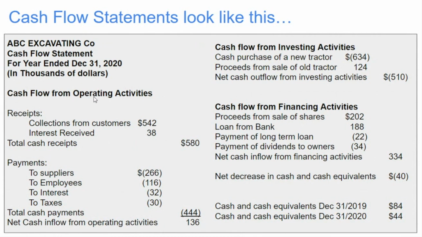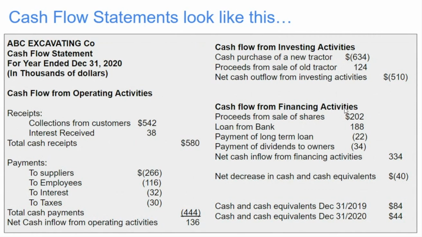And what it does is it breaks it down into three distinct parts. And that way you can kind of identify where did your money go or where did your money come from. The three distinct parts are cash from operating activities, cash from investing activities, and cash from financing activities. So what we're doing is we're saying, where did the cash go? It went or it came in one of three types of activities.